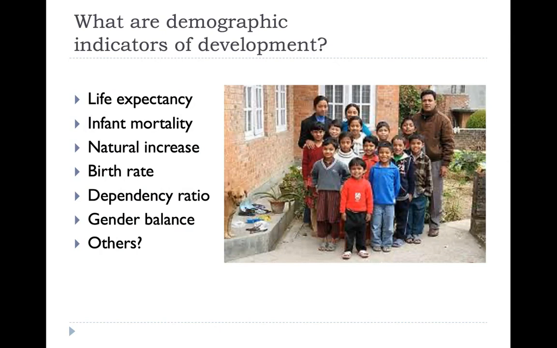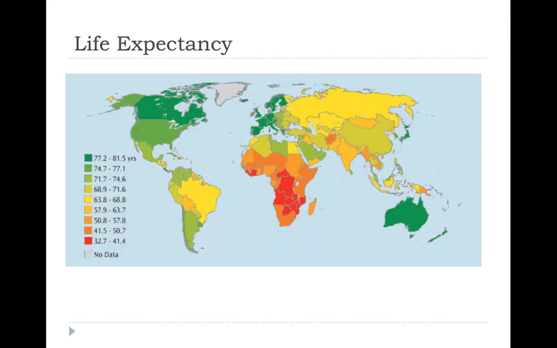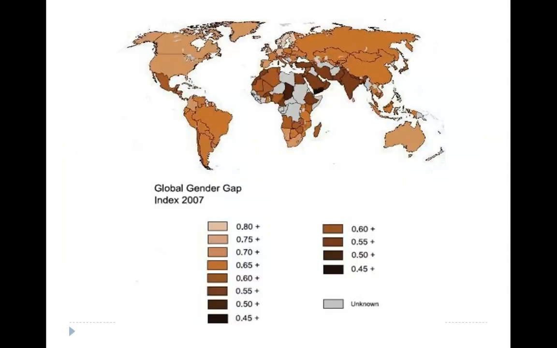Okay, so lastly, what are demographic indicators of development? This is like historical levels. So we're talking life expectancy, infant mortality rate, natural increase rate, birth rate, dependency ratio, gender balance, all things that we looked at in Unit 2. Okay, so the higher your life expectancy, typically the higher your level of development. This should be a review from Unit 2. The global gender gap, so equality between men and women. The larger the gap, typically, the lower the level of development.